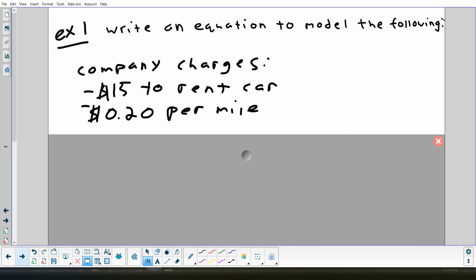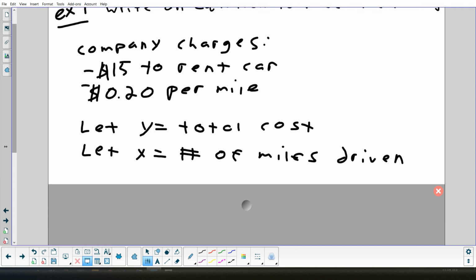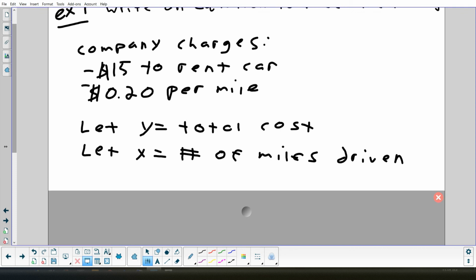Okay? So for that reason, we'll let X, which is usually the independent, be miles. And Y, which is the dependent, will be cost. Now, if they didn't tell me which letters to use, I might use C for cost and M for miles. But they said to use X and Y.